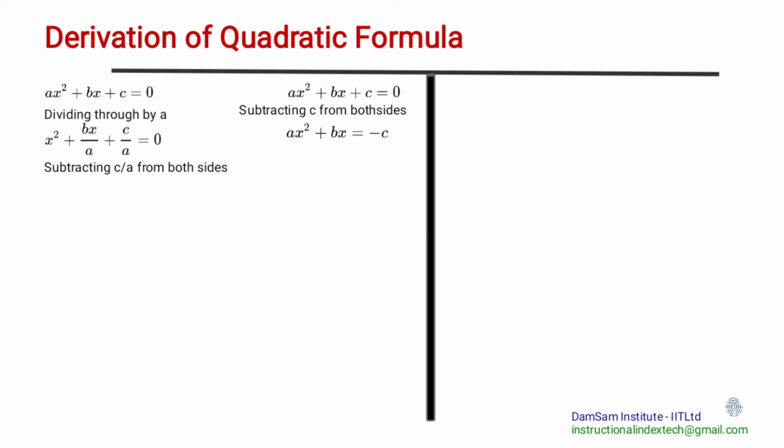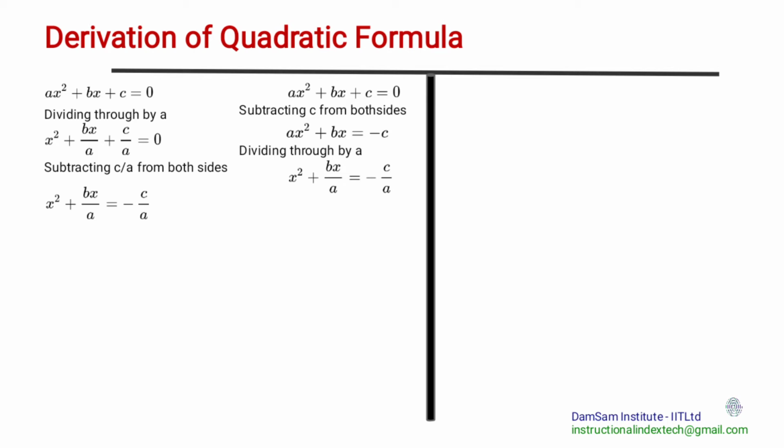And the next thing we do is take away c over a from both sides. When we do that, we're going to have x squared plus bx over a is equal to negative c over a. We can also divide through by a, meaning we're still going to have the same result: x squared plus bx over a is equal to negative c over a.